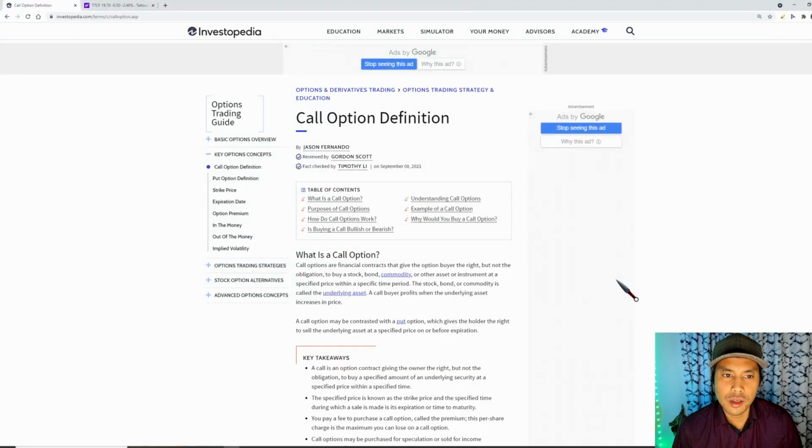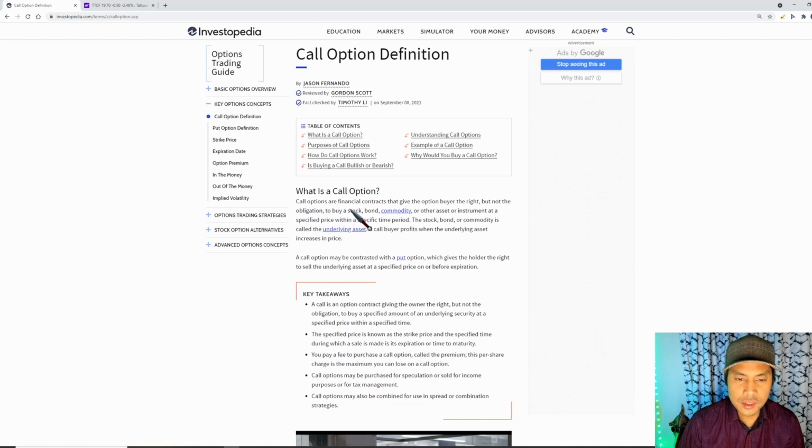Right, let's go to the website over here and have a look at the definition. So what is a call option? A call option is a financial contract that gives the option buyer the right, but not the obligation, to buy the stock or bond at a specified price within a specific time period. The stock or the bond is called the underlying asset. A call buyer profits when the underlying asset increases in price.